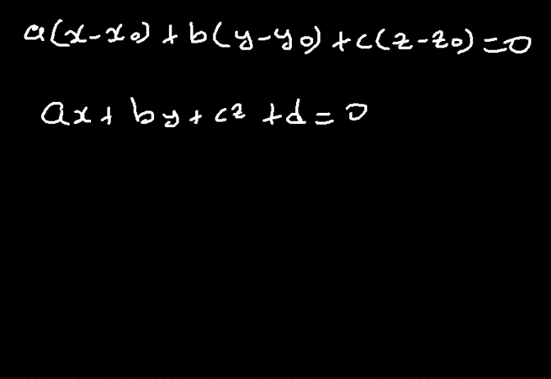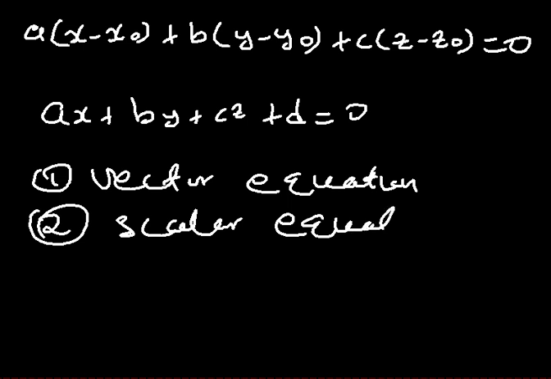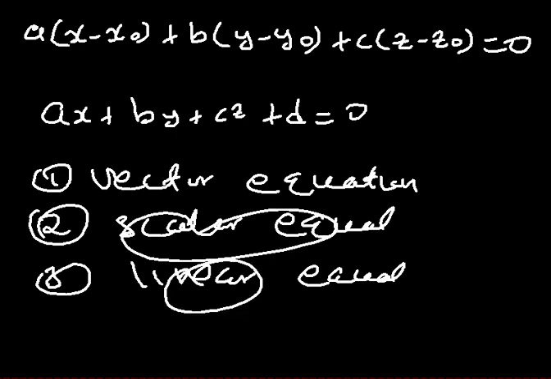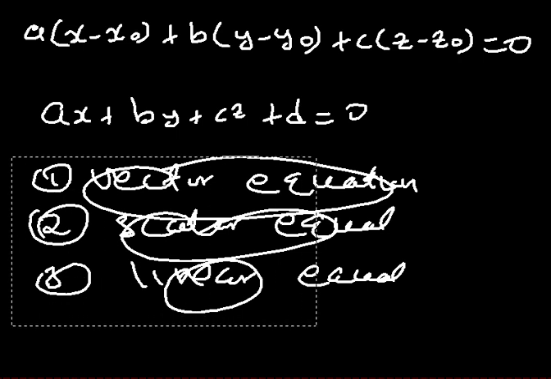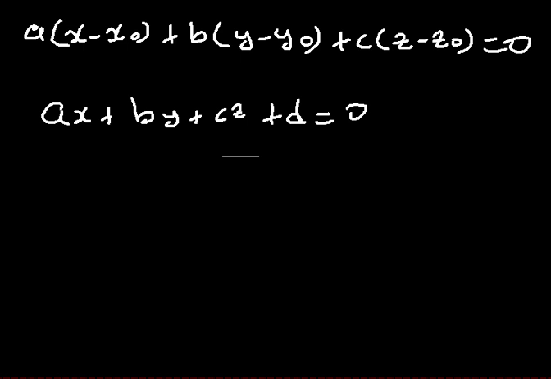So there are three ways of expressing the equation of a plane. That is what you call the vector equation, that is a scalar equation, and we also have what you call the linear equation. So keep that in mind, linear equation. Now, these two equations are derived from the vector equation. So as you can see, we just need the normal vector to the plane and a single point in order to come up with the equation of a plane.